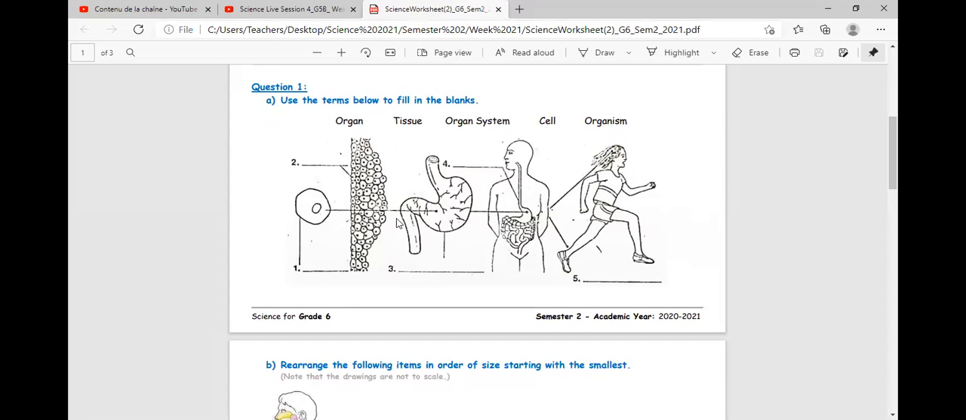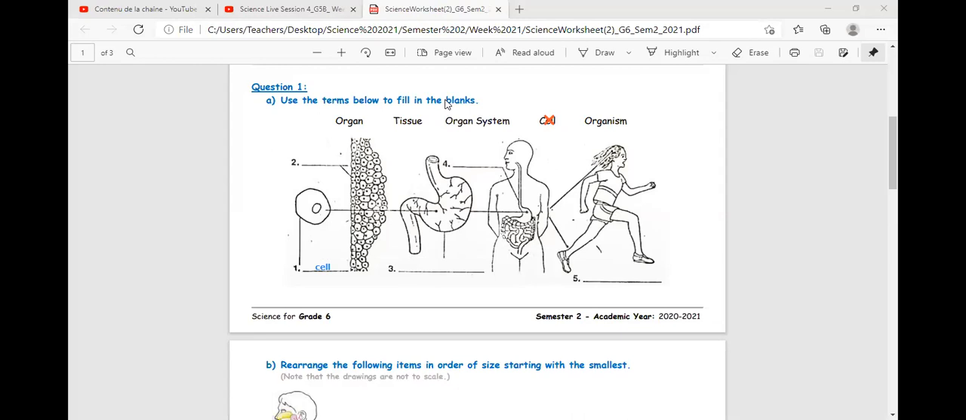1, 2, 3, 4, 5. How is our body organized? What do we start with? The first one, number 1, what is it? A cell. Thank you. Bravo, Mariam and Marwa, you can answer without raising your hand. So number one is the cell. Our bodies are made of trillions of cells.